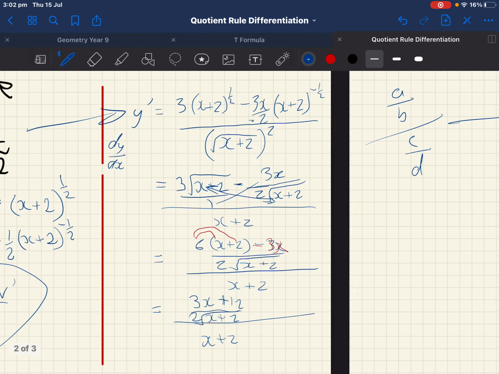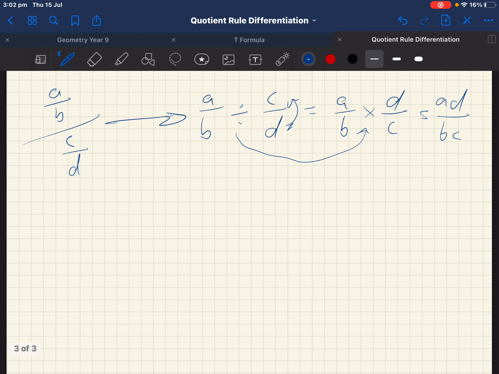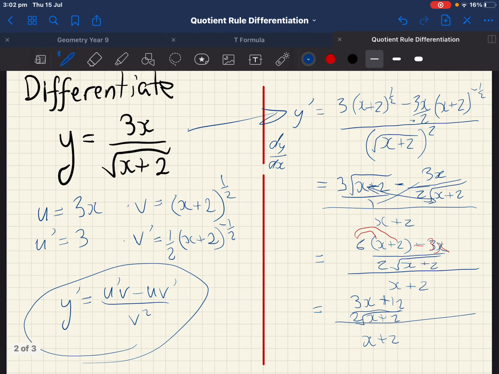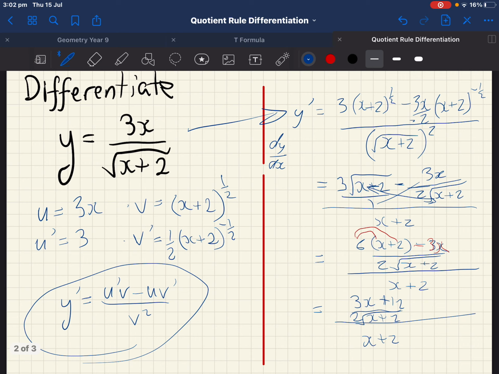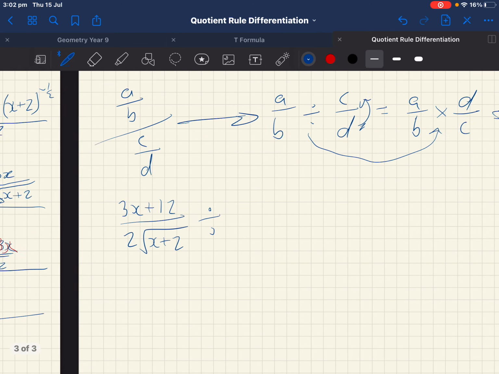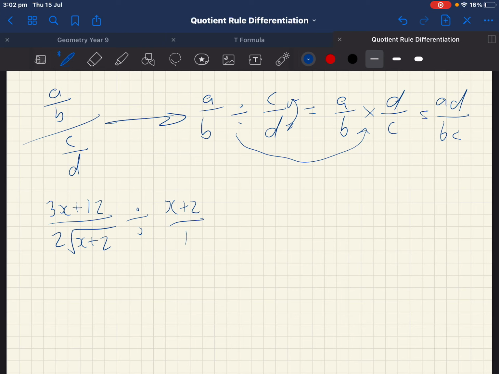I'm going to do the exact same thing with this. We have this first fraction, which is 3x plus 12 all over 2 lots of the square root of x plus 2. And we're dividing that by this second fraction, which is technically x plus 2 all over 1. So just like you would in year 7, I might actually just take this 3 out, just in case there's any chance that there's going to be some factorizing that can happen. Change the divide to a times and flip the second fraction. You end up with a 1 over x plus 2.